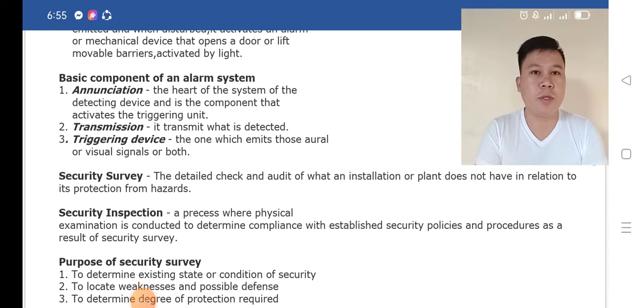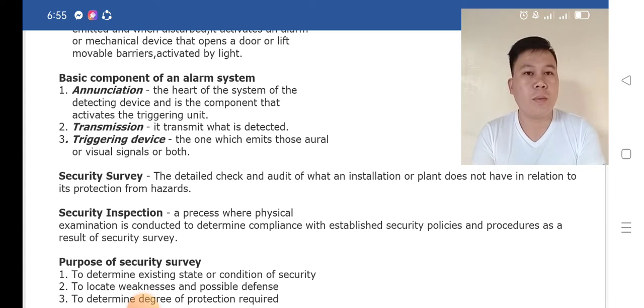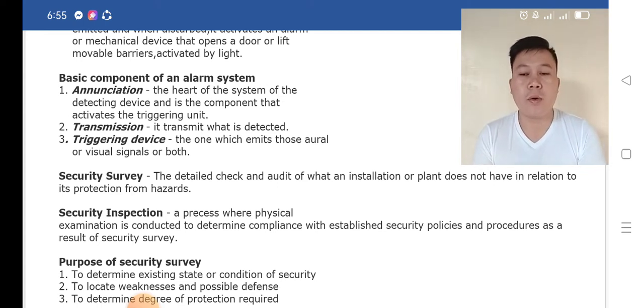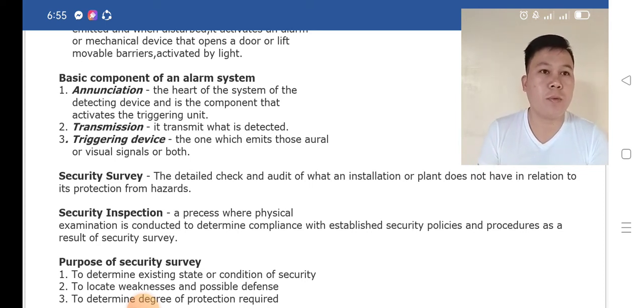So let's proceed with the security survey. The detailed check and audit of what an installation or plant does not have in relation to its protection from hazard. So ito naman is papasok ka sa establishment, tingnan yung katawan mo, body frisking for example, meron din kayo sa mga bags o sa shoes. So detailed check and audit of what an installation or plant does not have in relation to its protection from hazards. Okay.